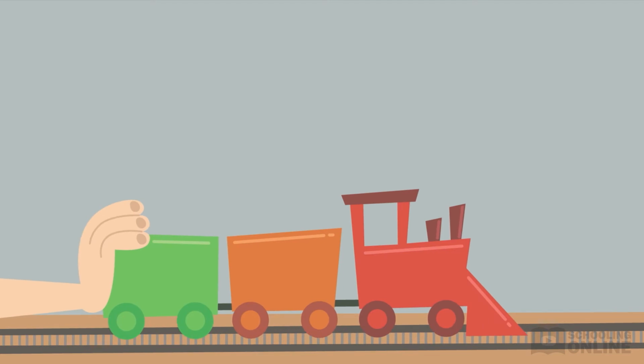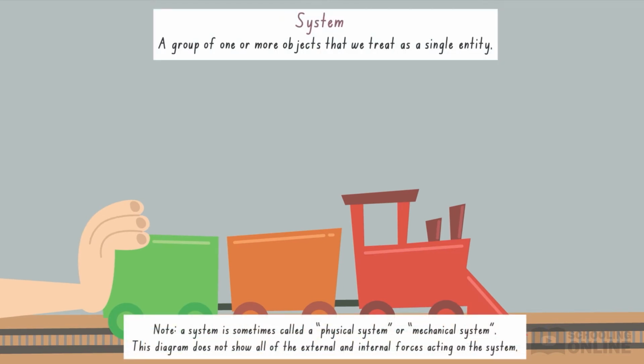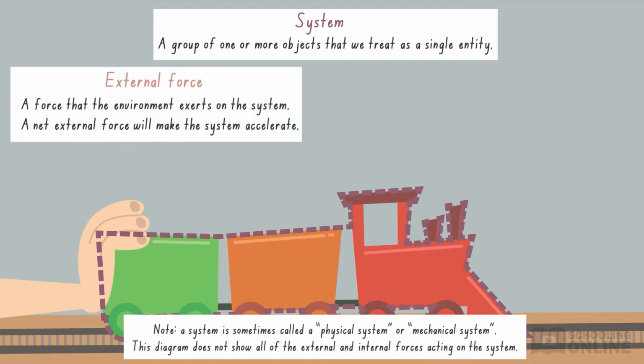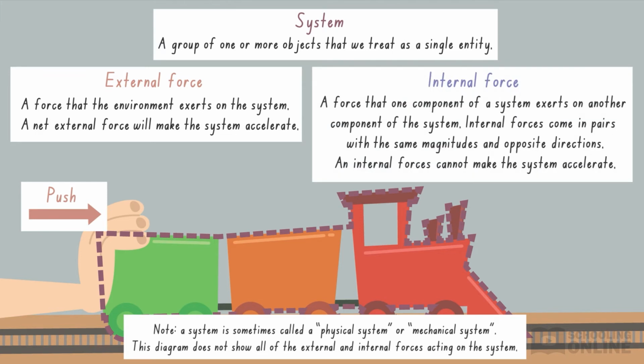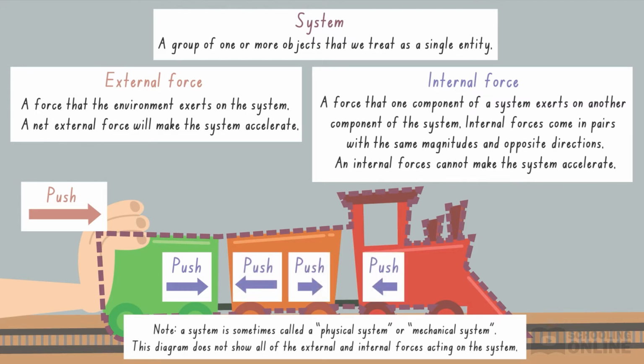It's time to introduce some new terms. In physics, a system is a group of one or more objects that we treat as a single entity. An external force is a force that the environment exerts on the system. On the other hand, an internal force is a force that one component of the system exerts on another component. Internal forces occur in pairs with the same magnitudes but opposite directions.